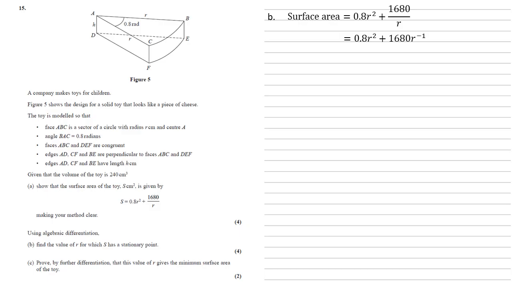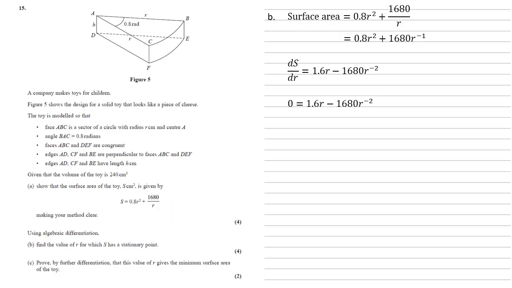So differentiating this with respect to r, for the 0.8 r squared, we bring the 2 down, so it's 1.6 times r. For the second term, we bring the -1 to the front, so it's minus 1,680. Taking 1 off that power gives us -2. Now we need to find the value of r for which s has a stationary point. So a stationary point is going to happen when ds by dr equals 0. So setting 1.6r minus 1,680r to the -2 equal to 0.